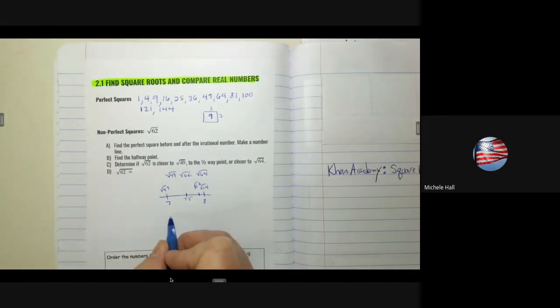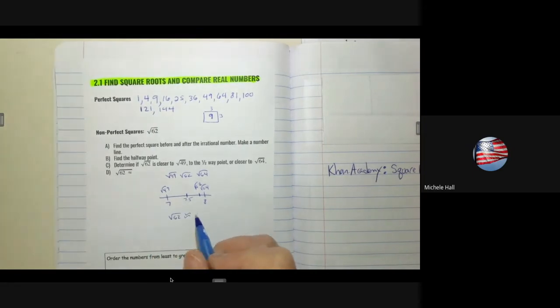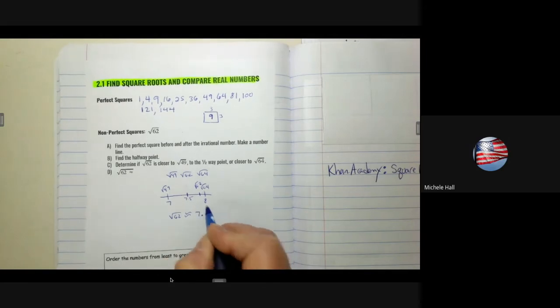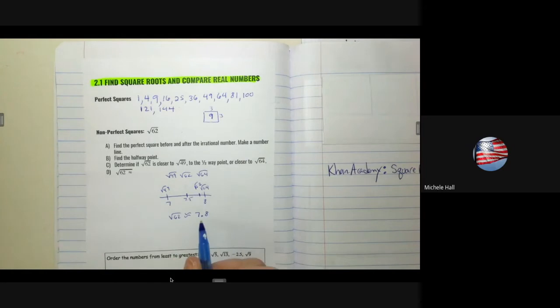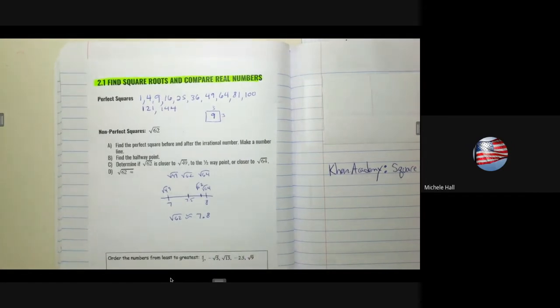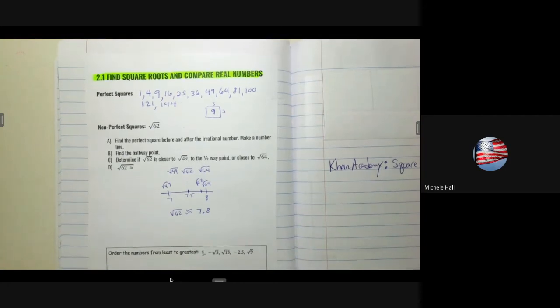So we would say that the square root of 62 is approximately, it's not exact, it's an irrational number, a decimal number that goes on forever. I would say it's about 7.8. It's not 8, it's not 7.5, but it is closer to the 8. So I would say it's approximately 7.8. And that is how you figure out what non-perfect squares are without a calculator.